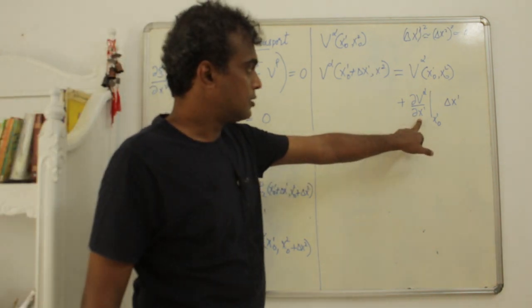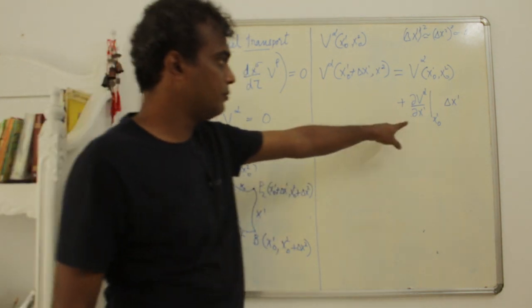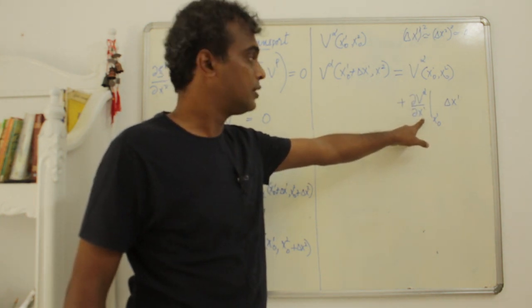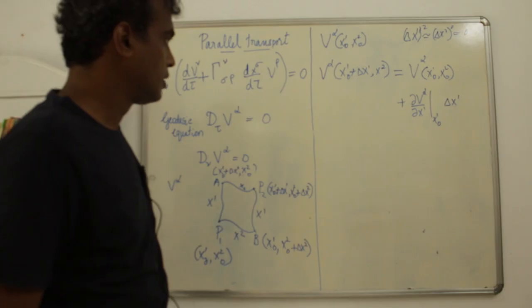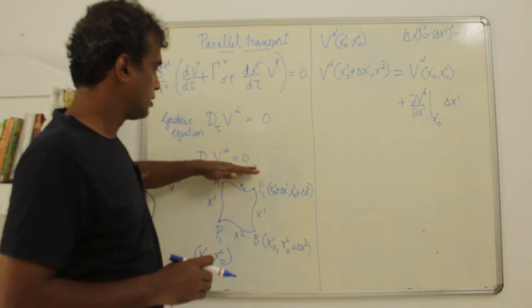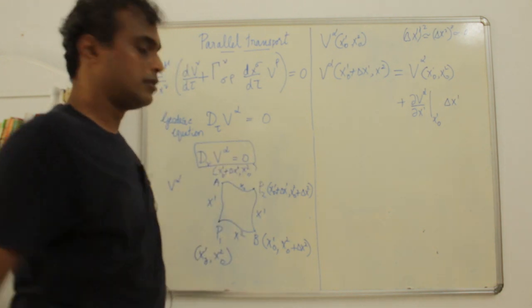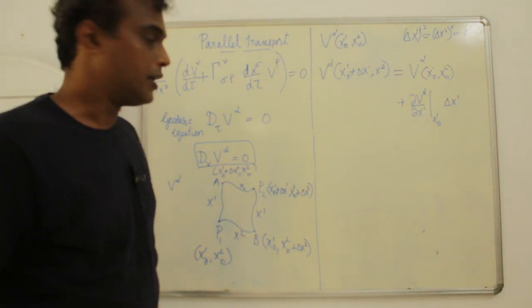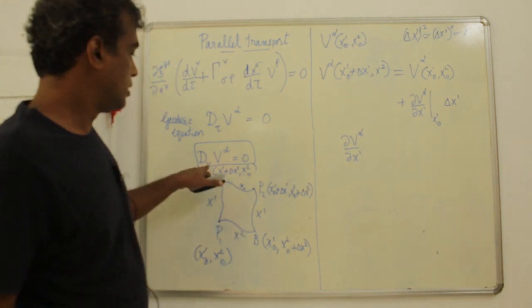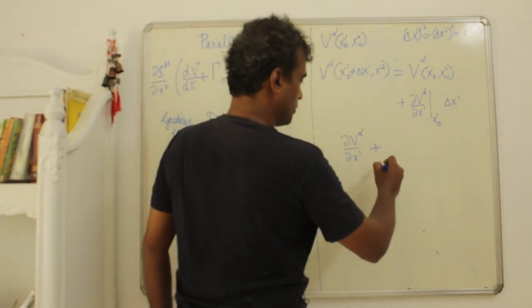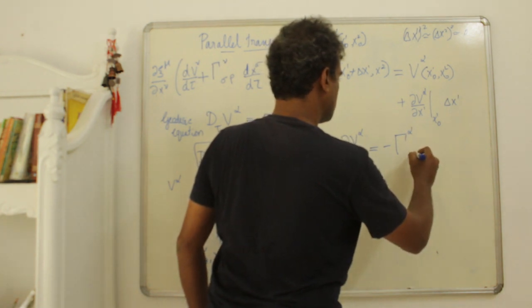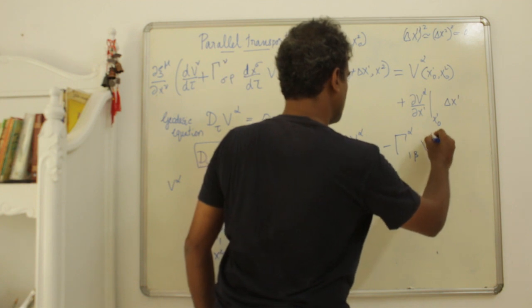Now let us look at the second term in the Taylor series expansion. In the second term, we see a derivative of V alpha with respect to coordinate x1 evaluated at point x10. But remember, we are doing a parallel transport, and while doing parallel transport, we know that at every point this condition must be satisfied by the vector. In particular, if I consider nu equal to 1, then it must be equal to minus gamma alpha 1 beta v beta.